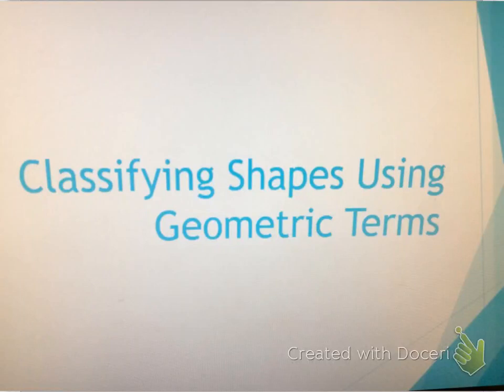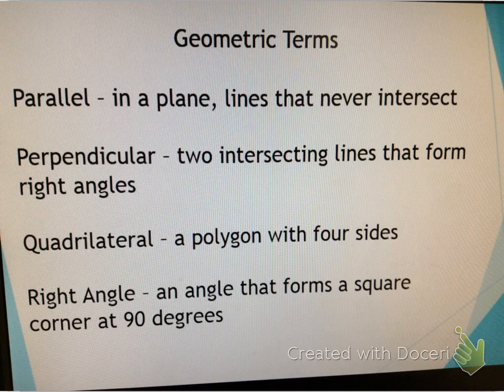Today we will be classifying shapes using geometric terms. The terms that we will use to classify the shapes today are parallel: these are lines in a plane that never intersect. Perpendicular: two intersecting lines that form right angles.